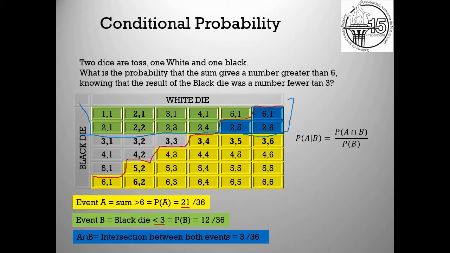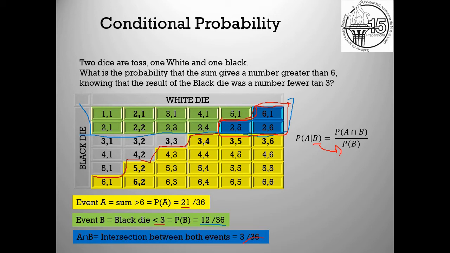And we will have 12 out of 36. Now we check the intersection in both events, and we have 3 out of 36. The known event is B, and it's placed at the lower part.